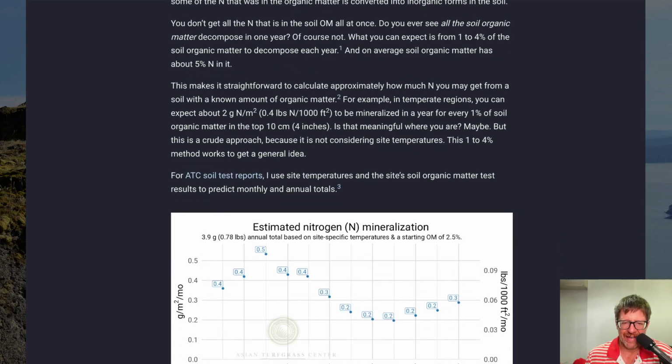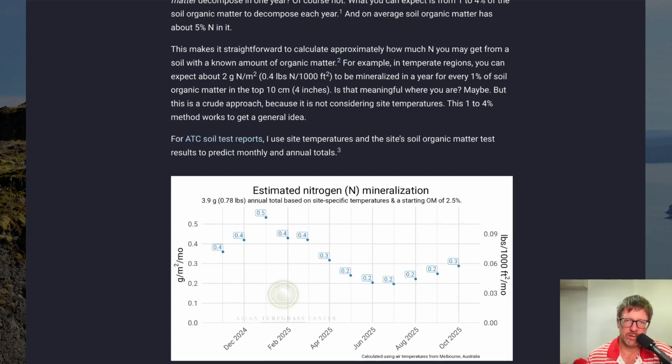I've calculated in the past that if you're in a temperate region, someplace like Portland, Oregon, or Chicago, Illinois, or London, England, a region that gets warm in the summer and cool in the winter, you might expect for every 1% of soil organic matter that you have in the top 10 centimeters or top 4 inches of the root zone, about 2 grams of nitrogen per square meter mineralized in a year. That's 0.4 pounds of nitrogen per 1,000 square feet.